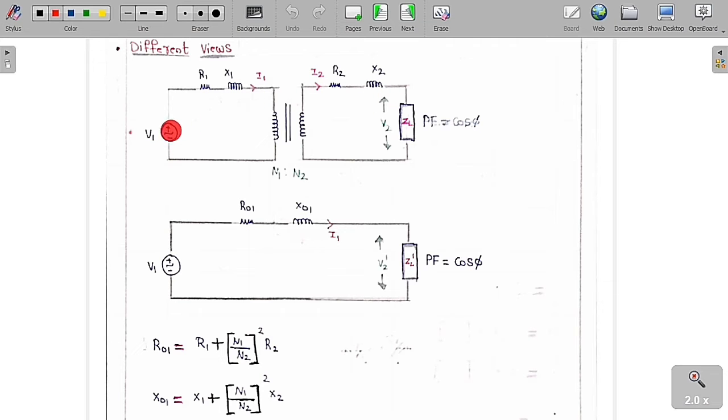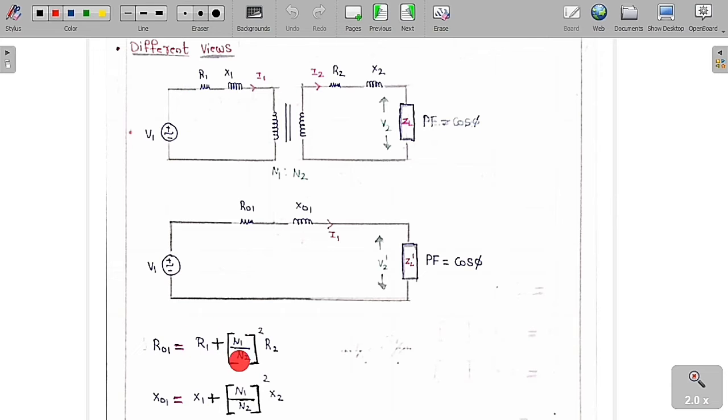Now I am going to connect a supply voltage of V1, and now there is a load of ZL. This is the current I1 and this is the current I2, and this is the load voltage V2. V2 is the voltage across the load ZL, and the power factor of the load is cos phi. Now what I am going to do is shift the secondary to the primary side. Then I am going to get R01, X01, and similarly ZL dash. But the power factor of the load will always be the same. Whether you shift it to the primary side also, the power factor of the load will always be equal to cos phi. So R01, X01, and this is V2 dash and ZL dash, and the supply voltage V1.